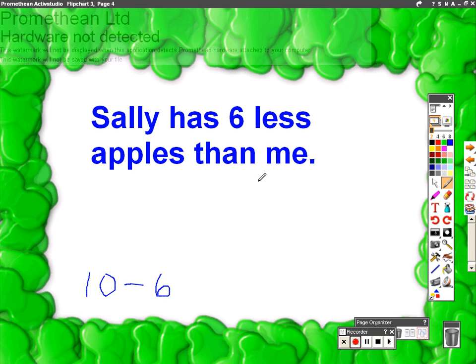Okay? Now, I'm the 10, but what happens if I don't tell you how many I have? Then I'm going to use a variable. So x minus 6. So a good trick is to first give a number to yourself and then do the rest of the operation. And when you go back, replace your number with the variable you like to represent yourself with. So Sally has 6 less than me would be x minus 6.